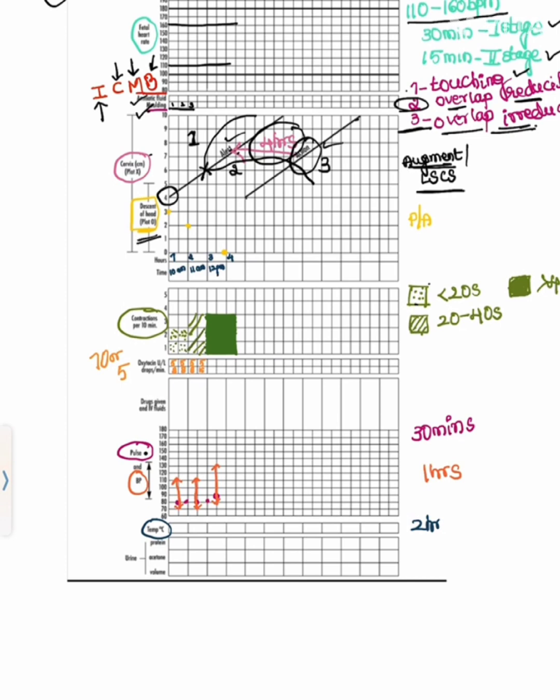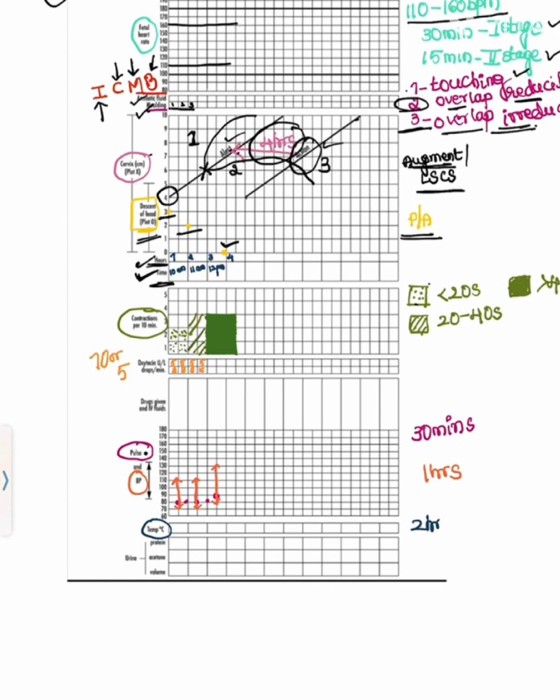Then comes the plotting of the descent of the head. Descent of the head is measured by how many parts of the head are palpable per abdomen. If it is 3/5 palpable, we'll mark it as 3. If 2/5 palpable, we'll mark it as 2. And if no head is palpable, we'll mark it as 0. Then comes the hours since active labor of the patient. Then comes the time since active labor of the patient.